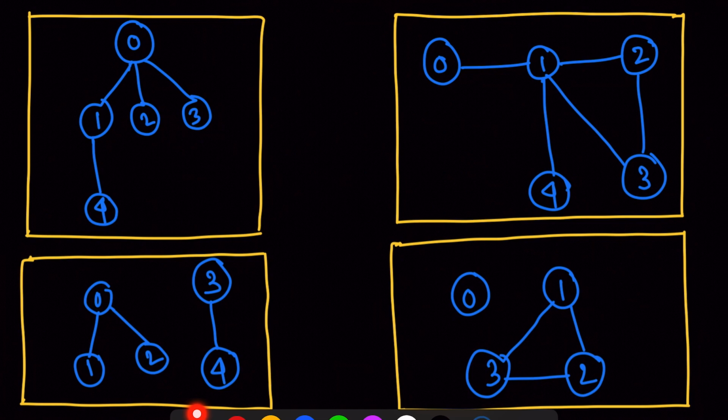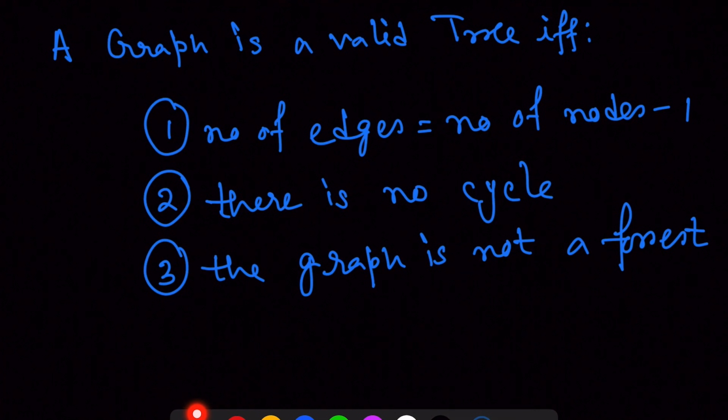If we'll just see after all the DFS traversal or BFS traversal, if we are just visiting n number of nodes or not. So if a graph is a valid tree, these 3 conditions must be satisfied: the number of edges will be the number of nodes minus 1, there is no cycle, and the graph is not a forest, right? All the nodes should be connected.